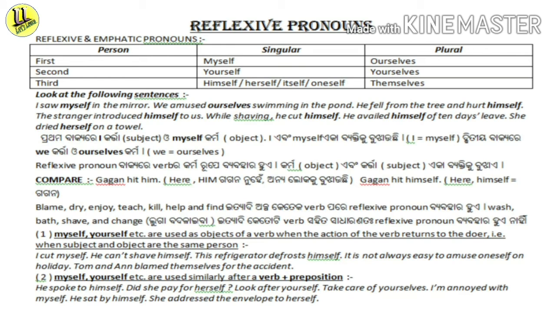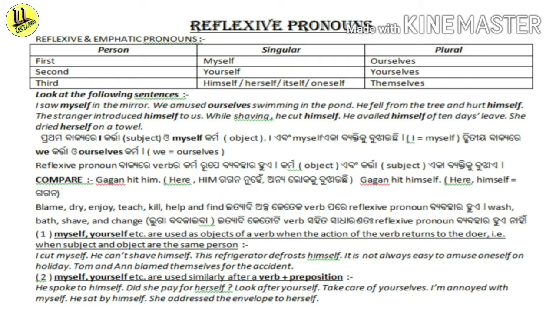Now see, in the first sentence, I is the subject and myself is the object. And myself and I refer to the same person. That means I means myself. And in the second sentence, we is the subject and ourselves is the object. And it also refers to the same person. That means we is ourselves.